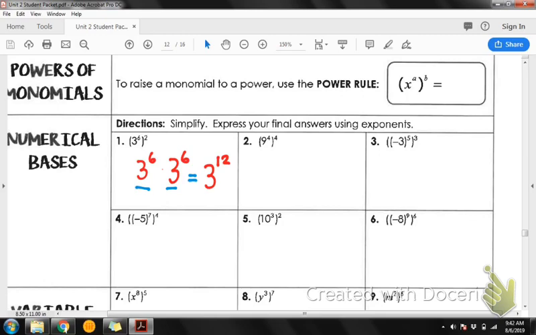Is there a way we could have gotten 12 besides doing it this way? Ooh, 6 times 2 at the top. You see that? I could have just done 6 times 2. So if I do 6 times 2, I get 3 to the 12th. That's my answer there.